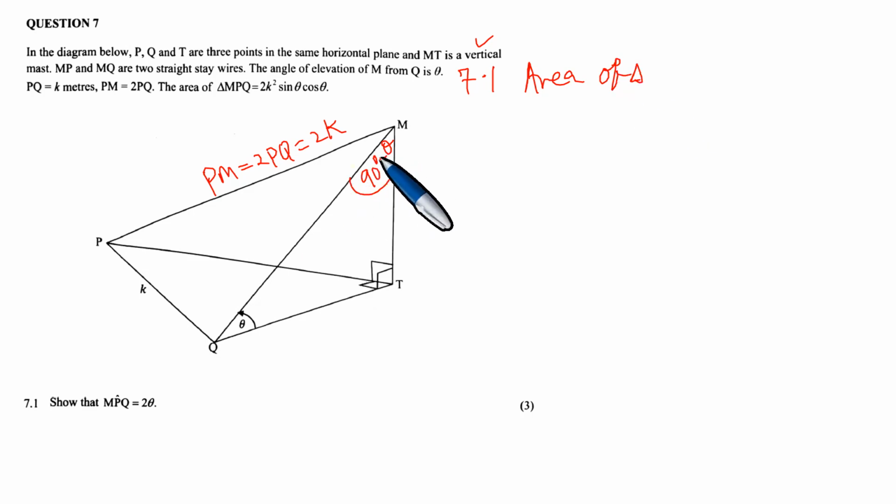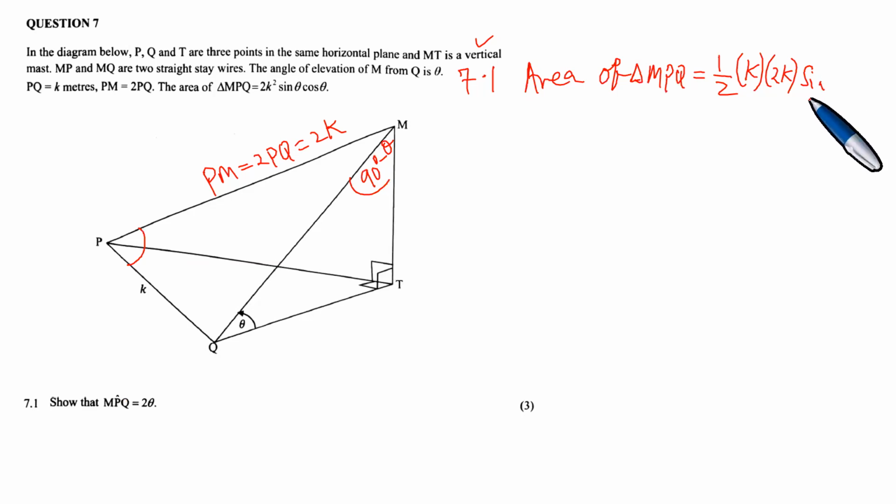Right, so the area of the triangle MPQ. Right, the area of the triangle MPQ is actually the same as what? Right, is actually one half into K, into twice K, into the trigonometric sine of the angle included. What is the angle included by the sides? It's this angle here, and this angle is actually given there. It's actually the angle MPQ. So we erase this one here.